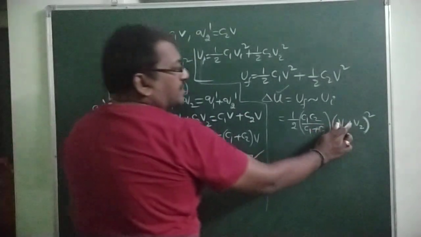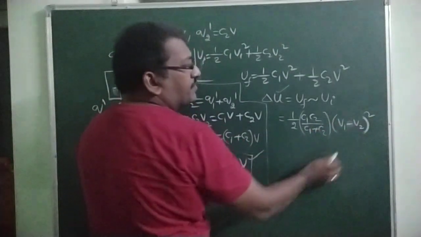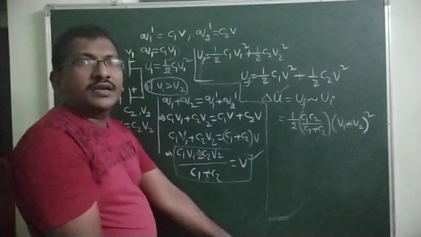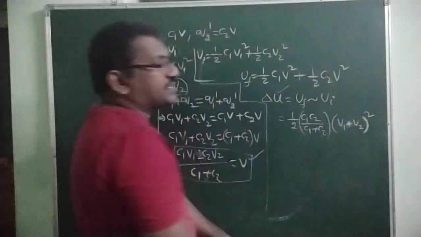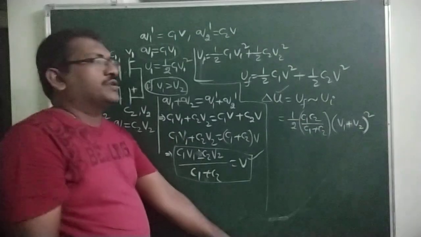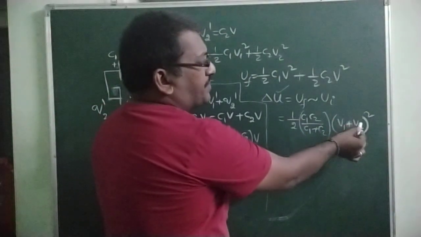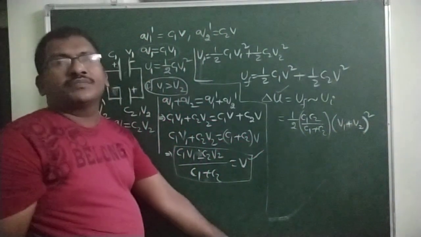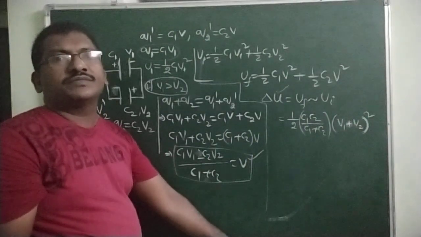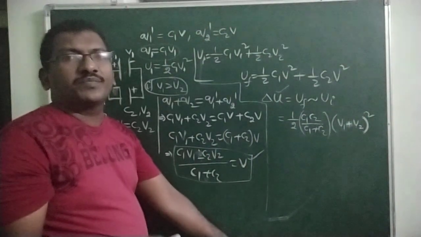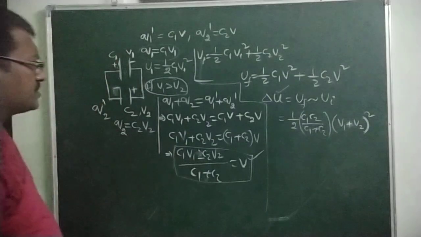When like plates are connected, you get V1 minus V2. When unlike plates are connected, V1 plus V2. Here V1 is the potential of the first capacitor and V2 is the potential of the second capacitor. So depending on that, we have some problems. Just take your own problem.